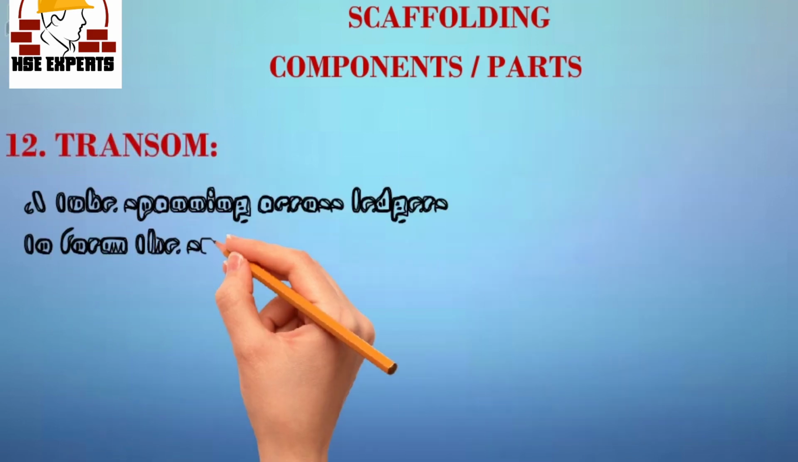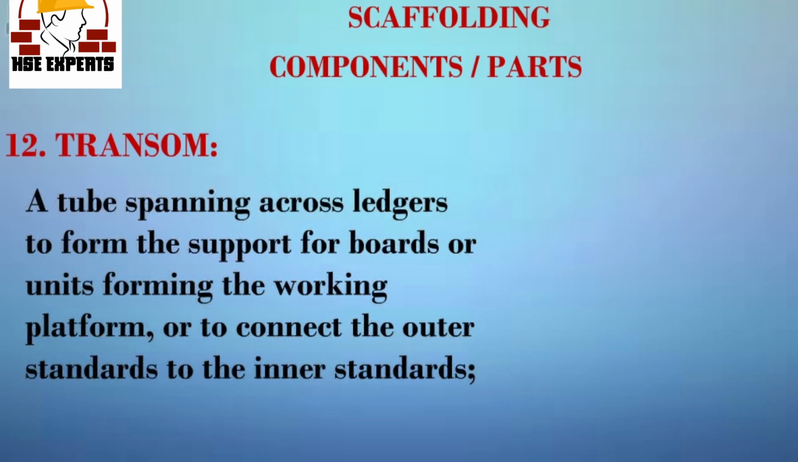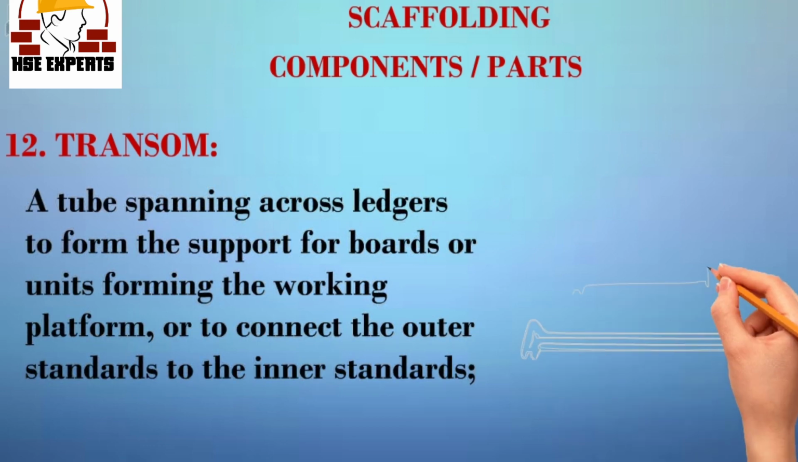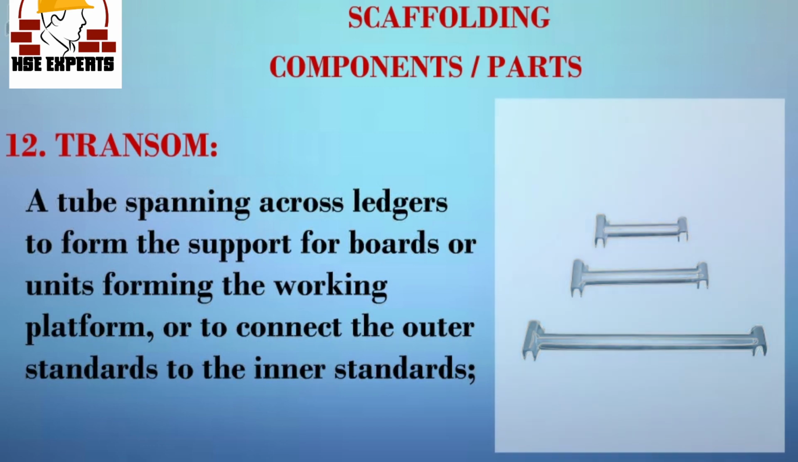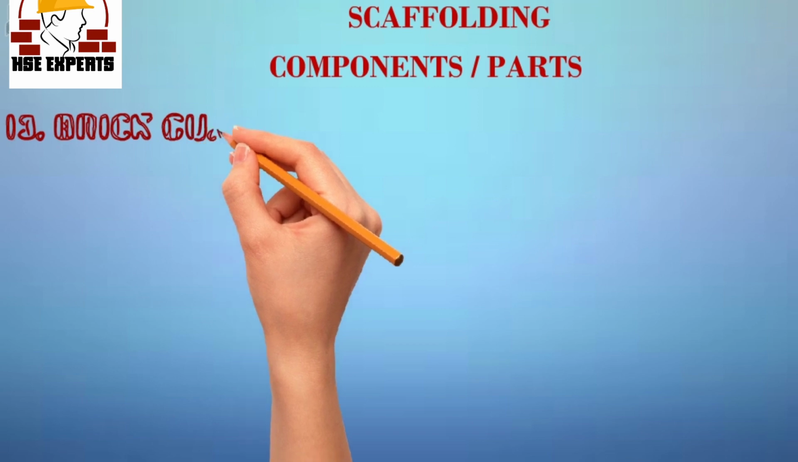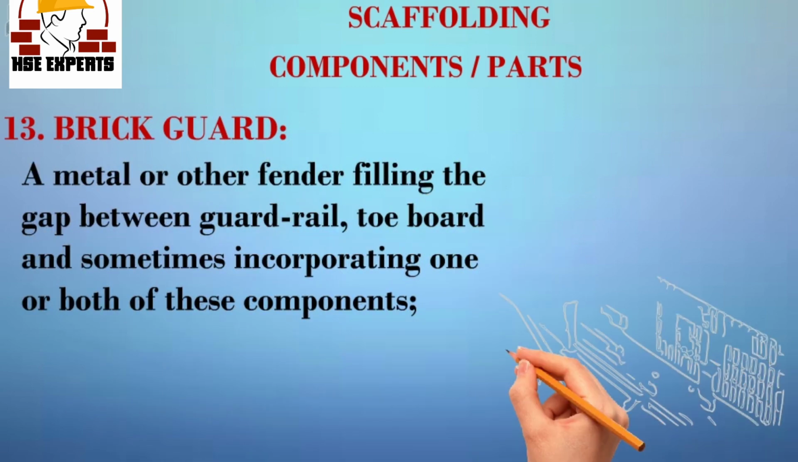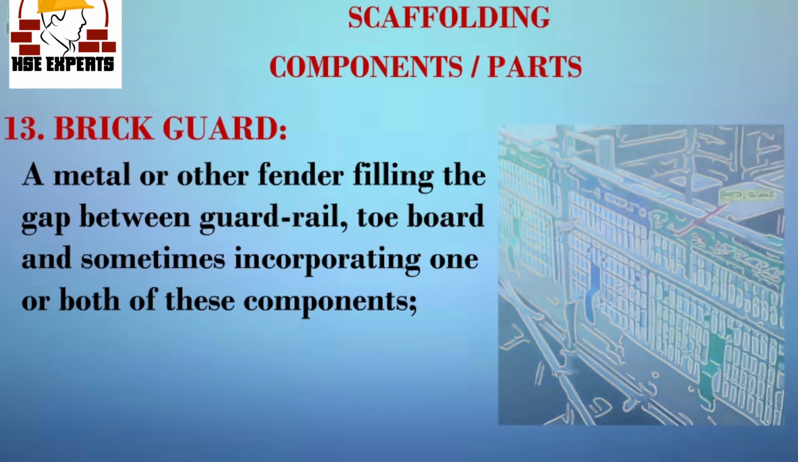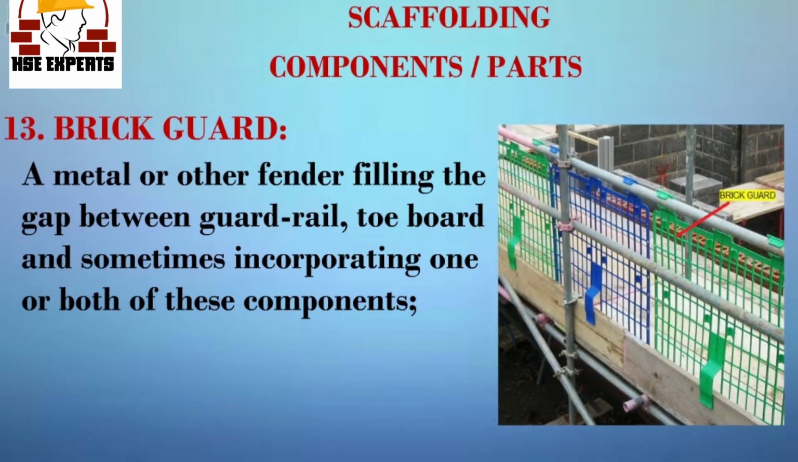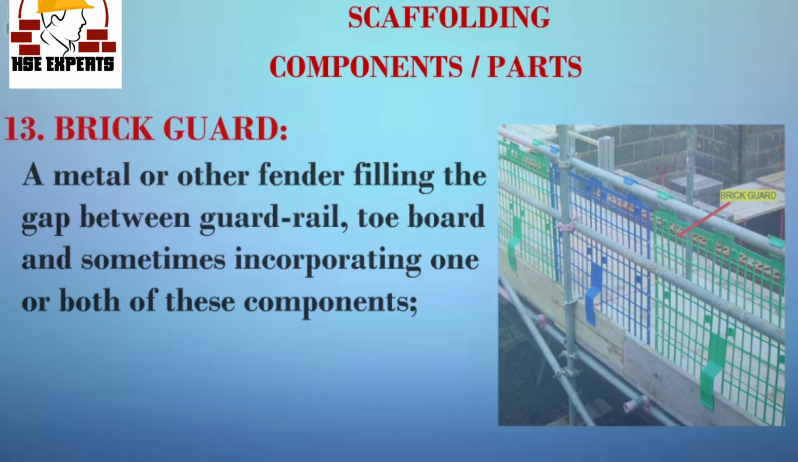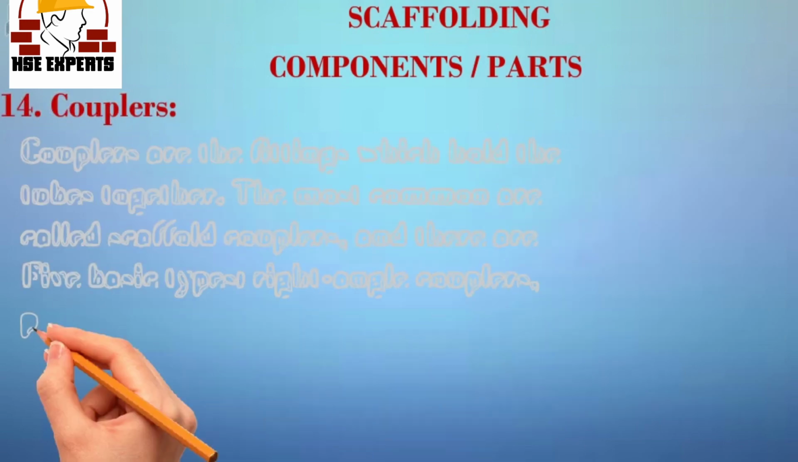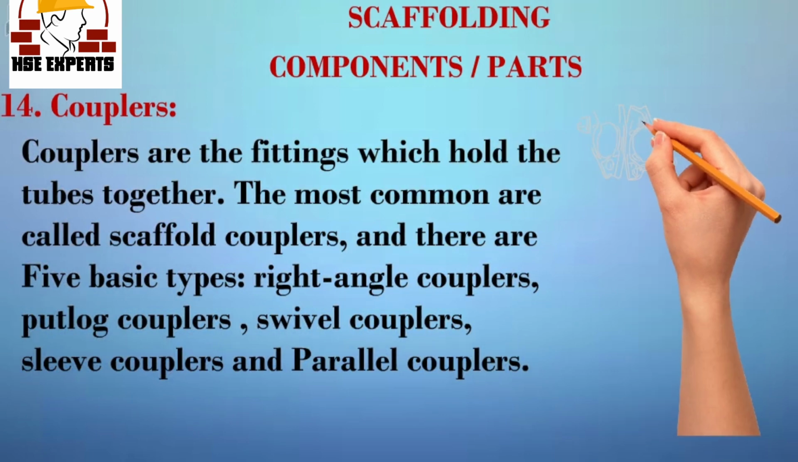Transom: a tube spanning across ledgers to form the support for boards or units forming the working platform, or to connect the outer standards to the inner standards. Brick guard: a metal or other fender filling the gap between guardrail and toe board, sometimes incorporating one or both of these components. Couplers: couplers are the fittings which hold the tubes together.